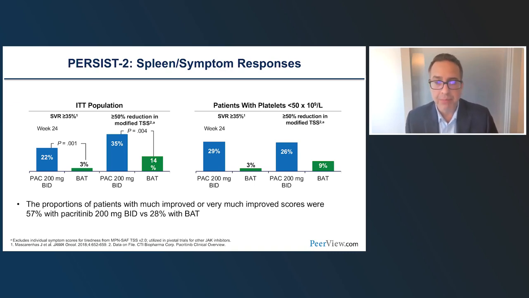Ruxolitinib and fedratinib, both excellent drugs, have a platelet threshold of 50,000 or greater. So really, patients who presented prior to March of 2022 had limited options, no approved option, and nothing that could effectively address their spleen and symptom burden. Here, we look at the patients who had 50,000 or less platelets in the PERSIST-2: 29% versus 3% SVR35, and 26% versus 9% PSS50.